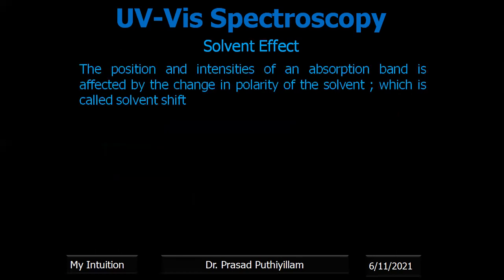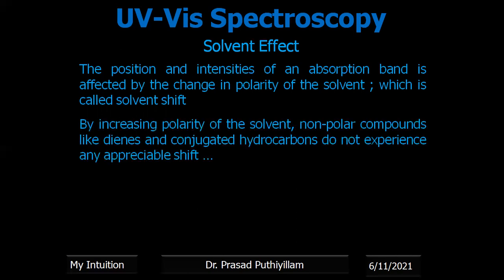The position and intensity of an absorption band is affected by the change in polarity of the solvent, which is called the solvent effect. That means different solvents show different polarity. Polarity means charge separation. There are non-polar solvents and polar solvents. If the solvent molecule contains a heteroatom or more electronegative atoms, then usually it becomes polar, as charge separation takes place. So by varying the polarity, that means varying the solvent, different absorption peaks will be obtained for the same compound. That is what we call the solvent effect.